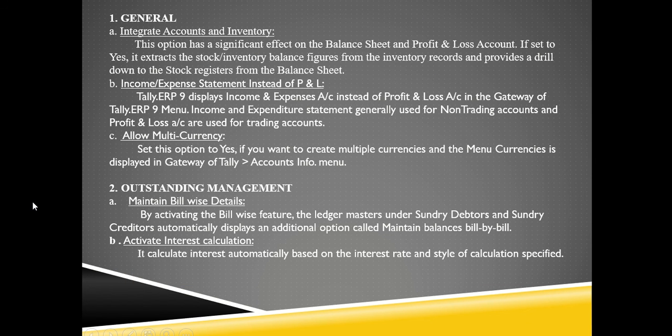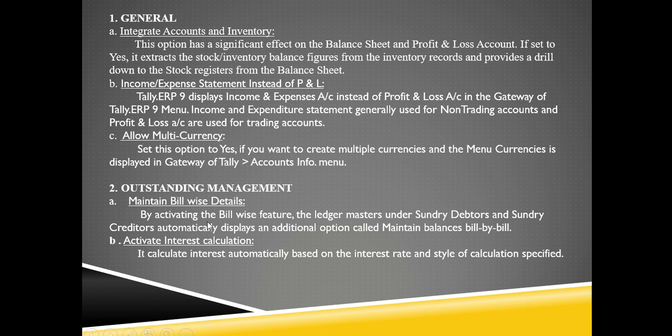Integrate accounts and inventory. This option has a significant effect on the balance sheet and the profit and loss account. If set to Yes, it basically extracts the inventory or the stock balances. Then we move on to the income and expenses balances. The income and expenditure statement is generally used for non-trading accounts, and the profit and loss account is used for trading accounts. Allow multiple currency: if you want to allow multiple currency, then you can click on Yes. The outstanding management, maintain bill-wise details.